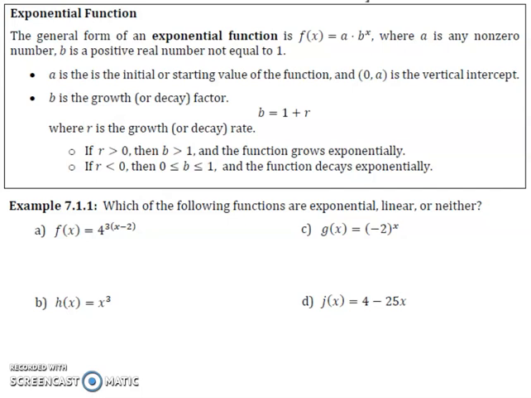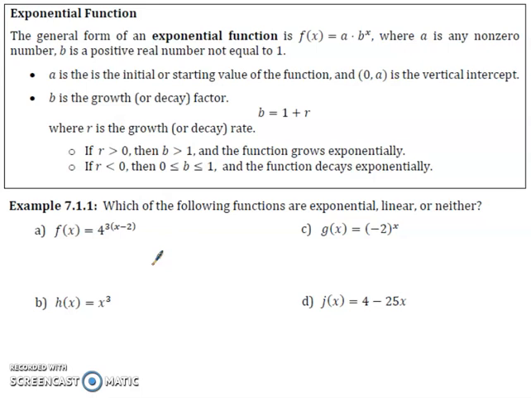Exponentials are going to have the form of a, being a multiplier, multiplied by b, a base, to some power that contains our x. A must be non-zero, and b must be a positive real number not equal to 1. A is our initial or starting value of a function, and at 0, a is our vertical intercept or our y-intercept if we're talking x and y axes. B is the growth or decay factor, so how much we are increasing by or decreasing by. We're going to look at the following in example 7.1.1 and determine if these satisfy the conditions that we need.